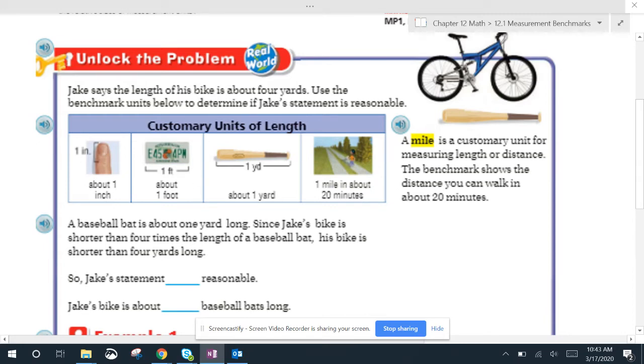The next example is of a license plate, which is about 1 foot. Next, we have a baseball bat, which is about 1 yard. And then 1 mile is about walking 20 minutes. Over here on the side, it gives us a little extra information about that. A mile is a customary unit for measuring length or distance. The benchmark shows the distance you can walk in 20 minutes.